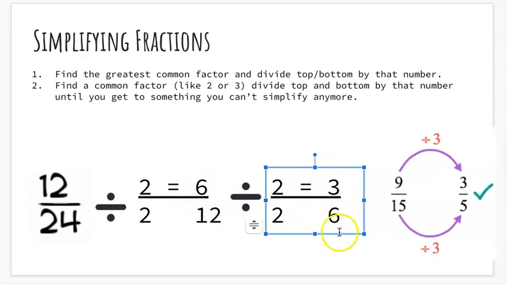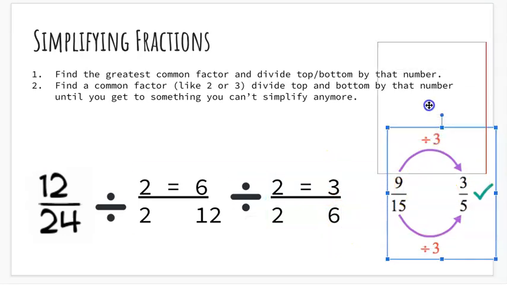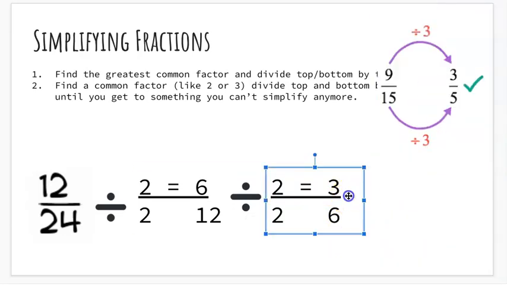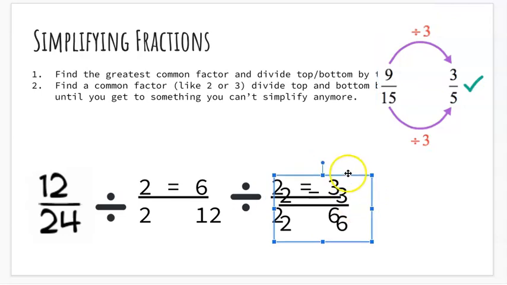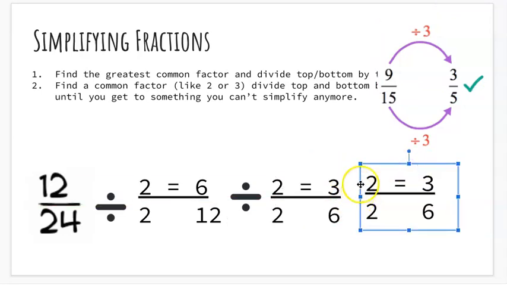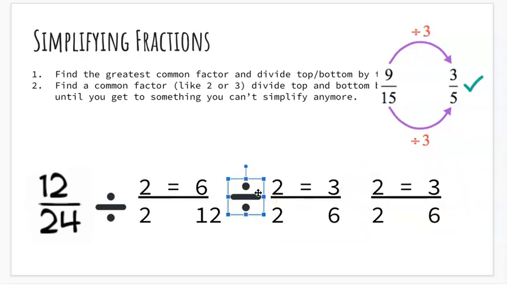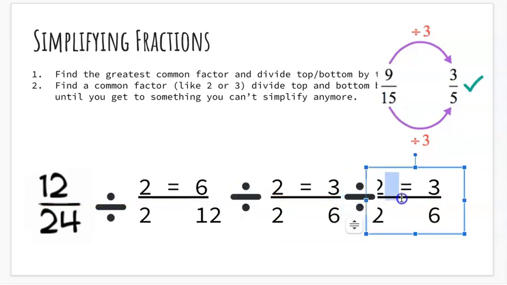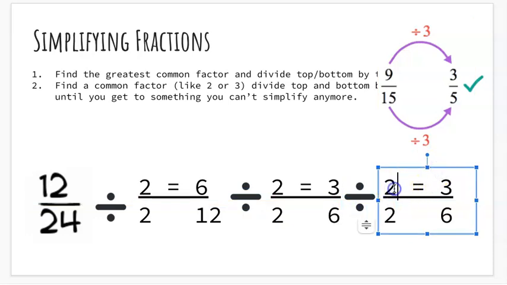And then 3 over 6, I'm moving this up again. You can't divide them by 2, but what you can do is divide by 3 over 3, and you'd get 1/2. Right, 3 divided by 3 is 1, 6 divided by 3 is 2.